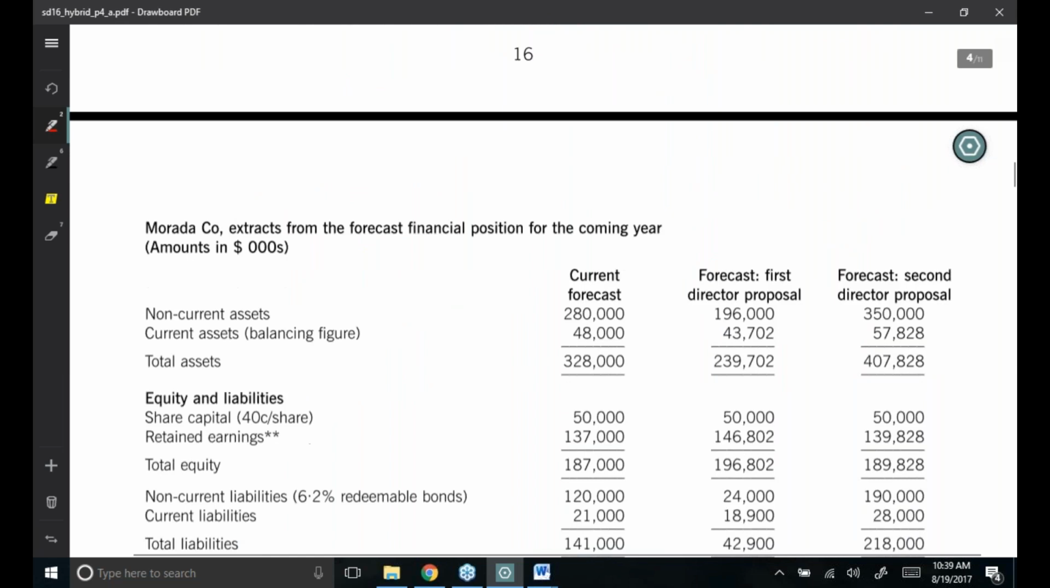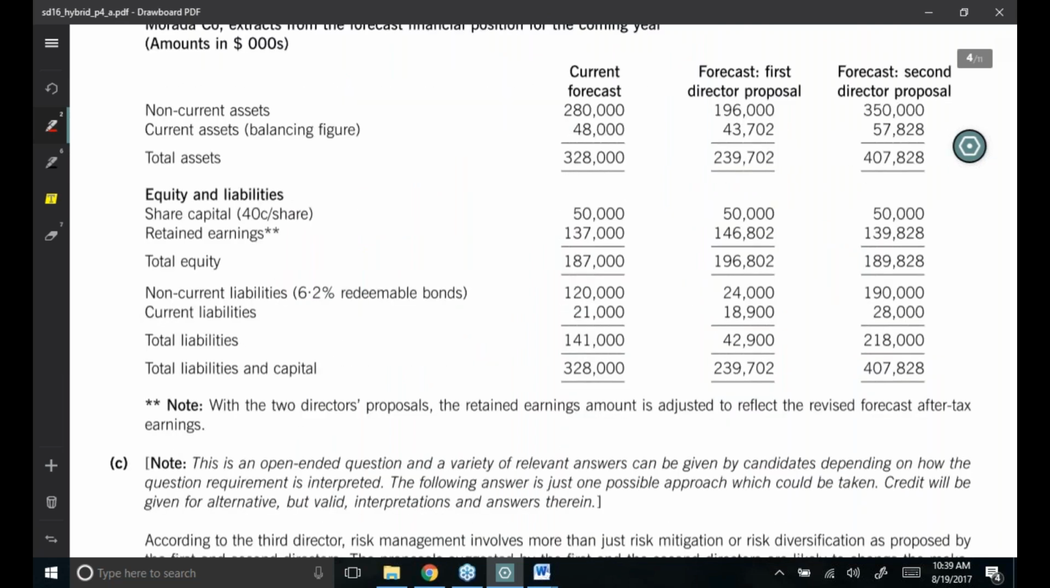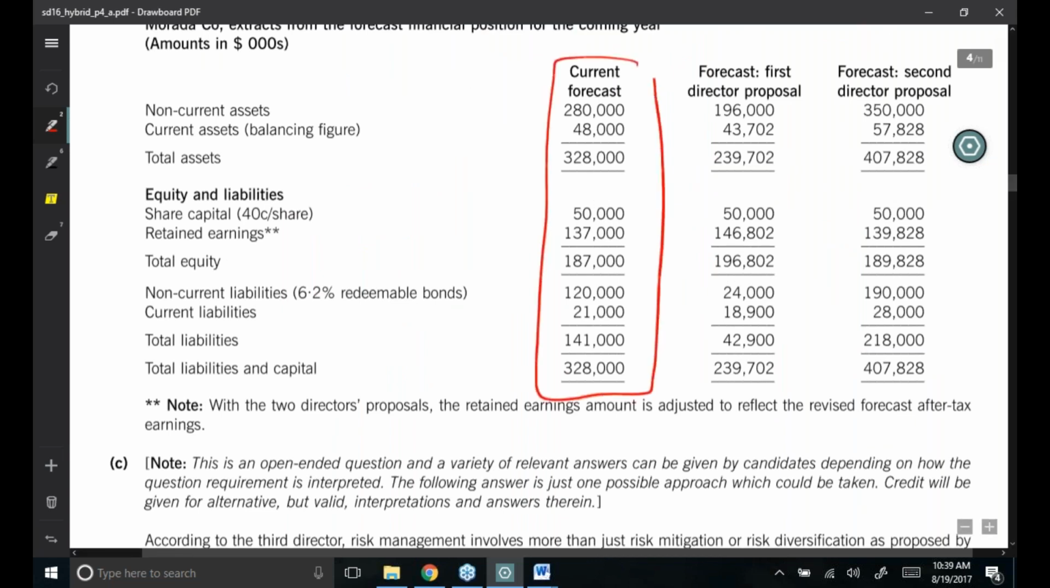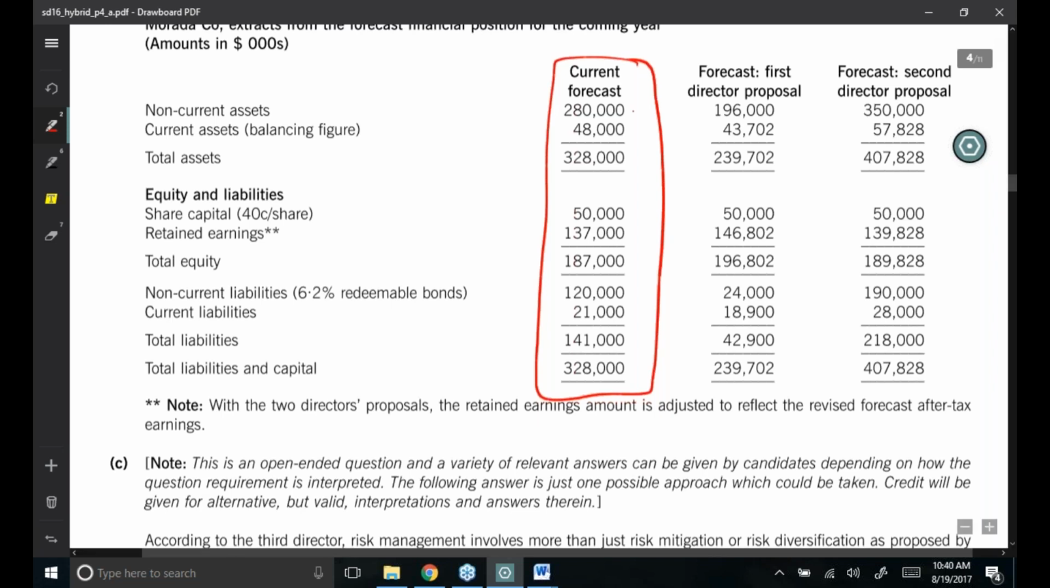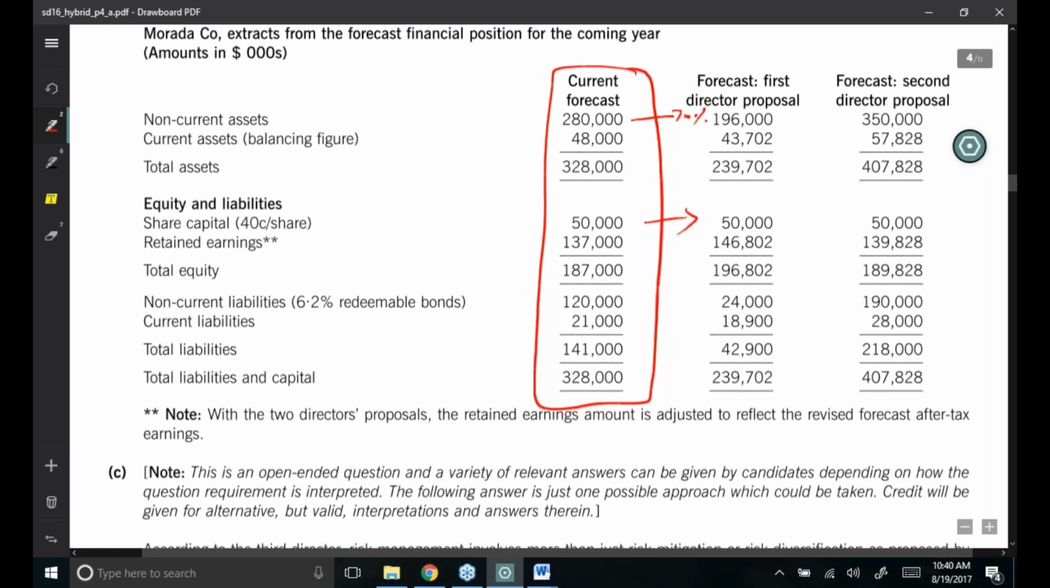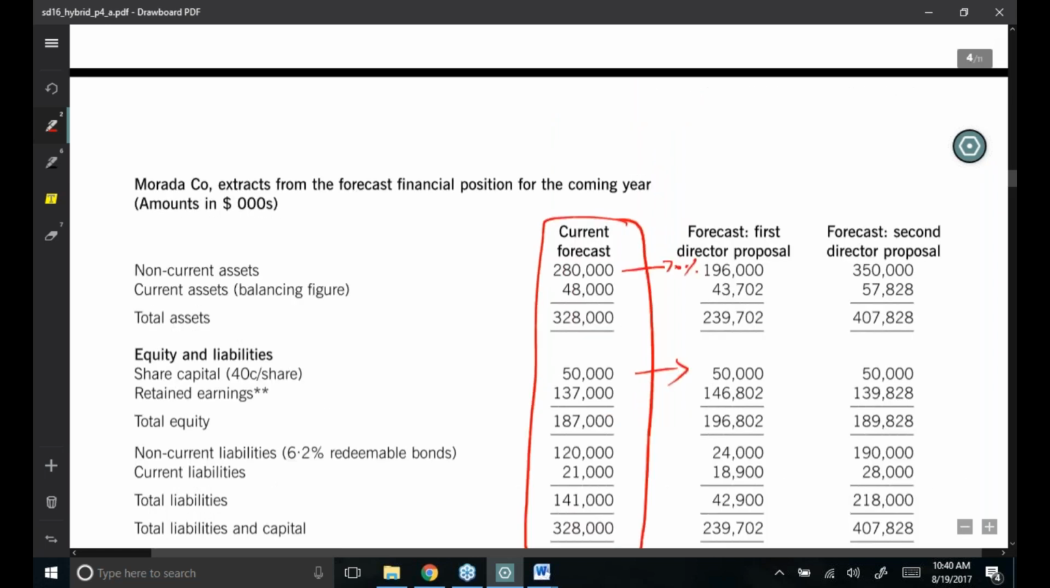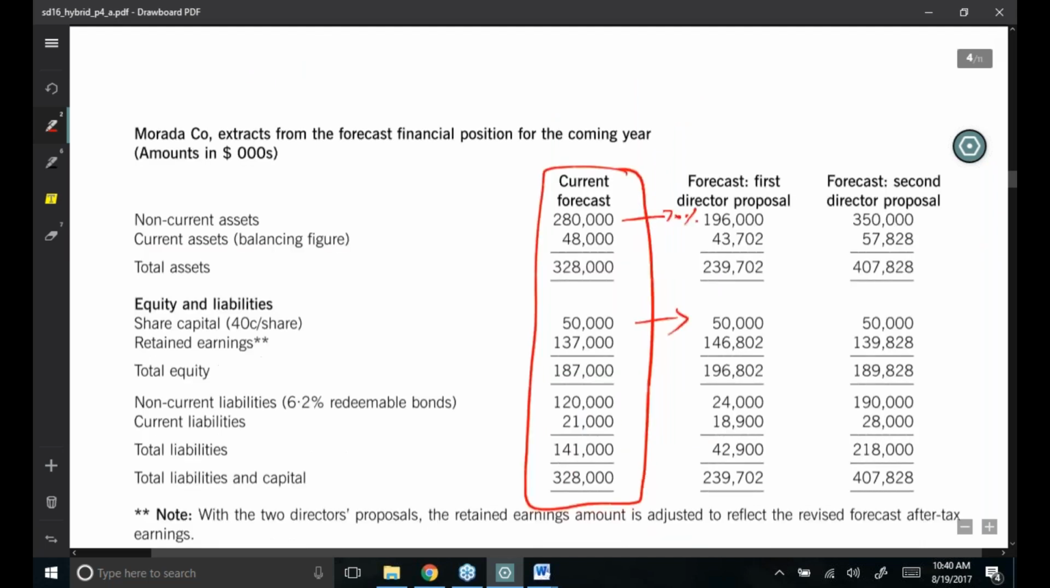make the balance sheet. So the current balance sheet is given. This is the current balance sheet. You have to forecast this balance sheet for the coming year. According to the first director proposal, you will sell 30% of the assets. So this is the remaining 70%. Equity share capital will remain the same, and your retained earning will rise. How much will your retained earning rise? By 9,802.